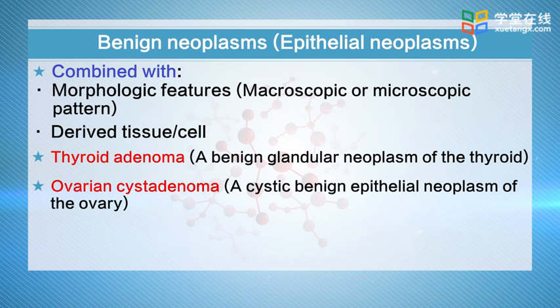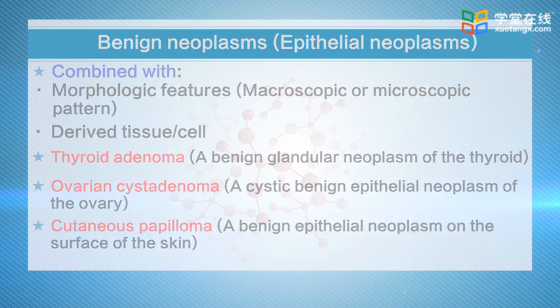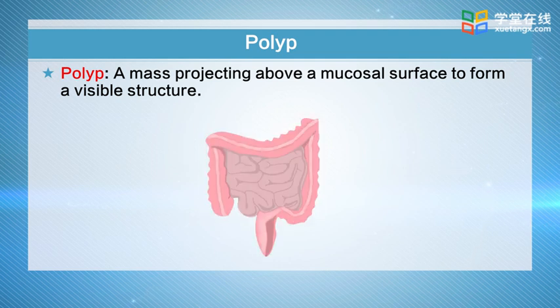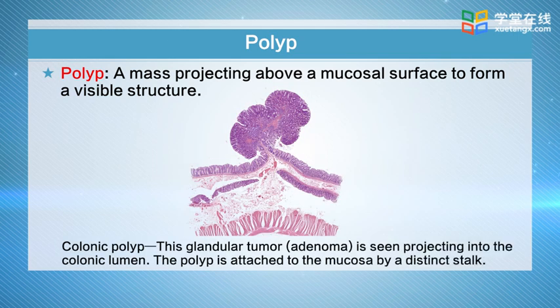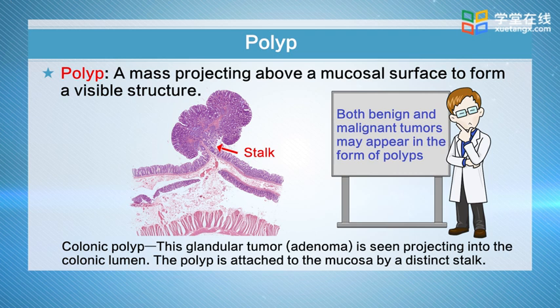Cystadenomas are hollow cystic masses. Typically, they are seen in the ovary. Papillomas are benign epithelial tumors growing on any surface that produce microscopic or macroscopic finger-like fronds. A polyp is a mass projecting above a mucosal surface, as in the gut, to form a visible structure. This picture shows a colonic polyp projecting into the colonic lumen and is attached to the mucosa by a distinct stalk. Although this term is often used for benign tumors, some malignant neoplasms may also appear as polypoid.